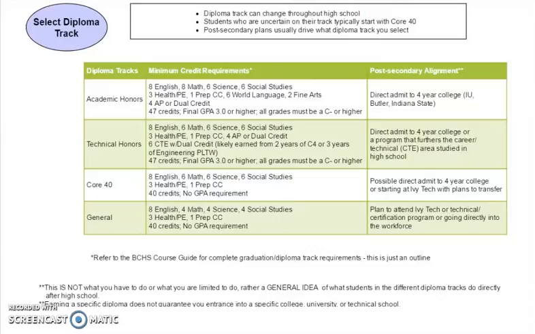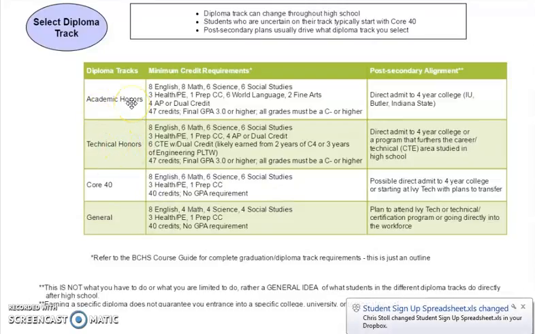A final note on diploma tracks. Don't be alarmed if you don't know exactly what track you would like to take. Students usually start off on the Core 40 track, but it is important that you know what the different requirements are so that you don't miss out on an opportunity if you want to seek a different diploma such as Technical Honors or Academic Honors.